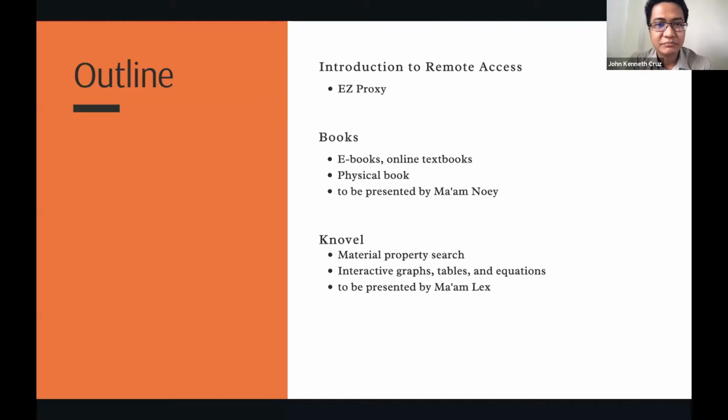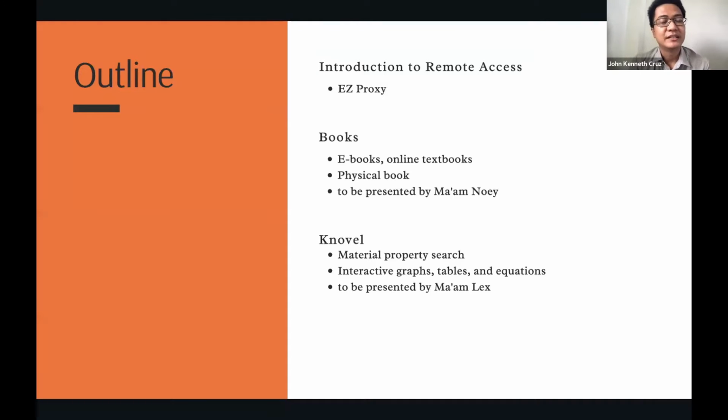Then we'll have the books. We have two kinds of books, the e-books and the textbooks, well, technically maybe three. And how do we request access to the physical copies of books? This section will be presented by Ma'am Noe, who is part of the engineering library. The next part will be discussed by our friends from EngLive, particularly Ma'am Lex.